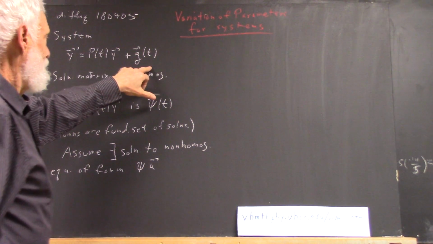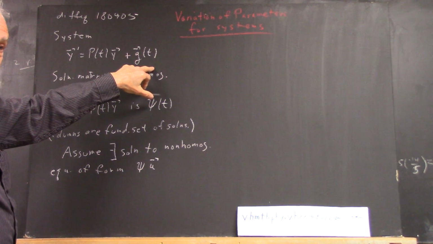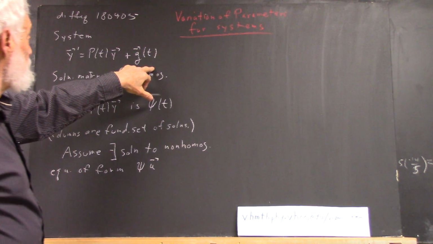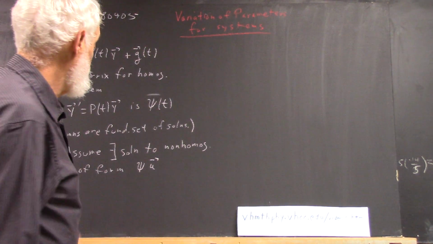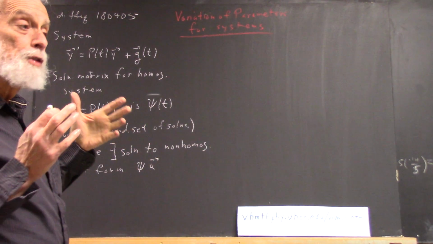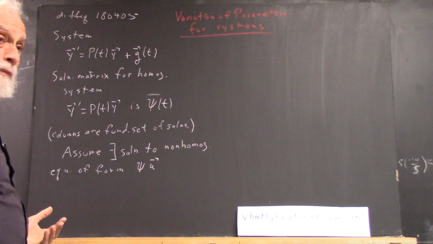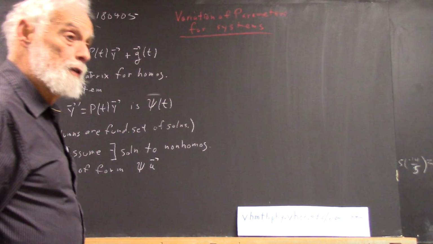And we have seen how we can represent the system like this. And this is the way we want to represent it, so we can do the variation of parameters, which turns out to be much simpler for systems than it is for an individual equation.